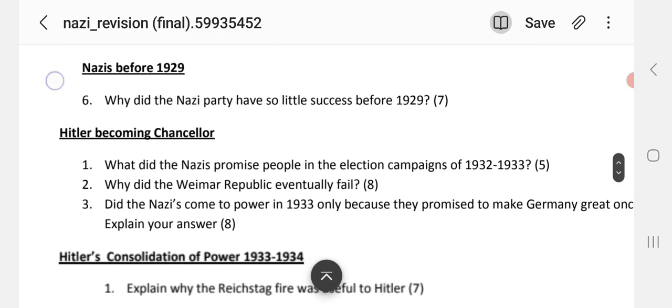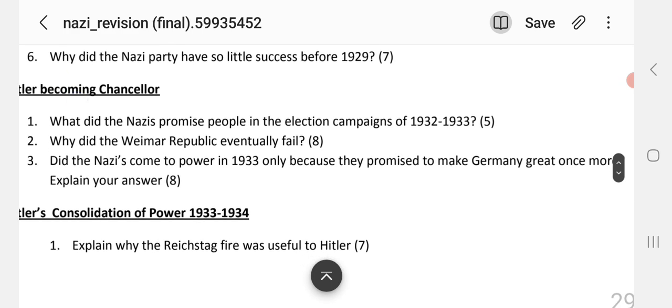Hitler becoming Chancellor. What did the Nazis promise people in the election campaigns of 1932 to 1933? 5 marks. Why did the Weimar Republic eventually fail? 8 marks. Did the Nazis come to power in 1933 only because they promised to make Germany great once more? Explain your answer, 8 marks.